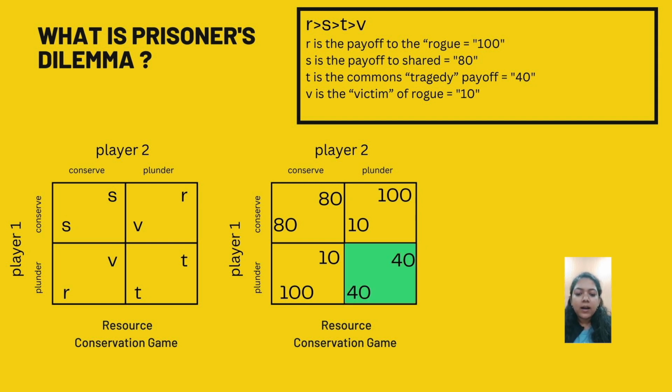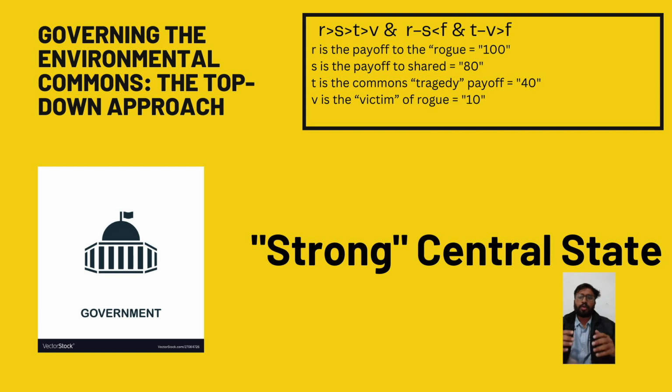With the payoffs ordered R greater than S, S greater than T, and T greater than V, the game forms a prisoner's dilemma, and as shown in the matrix, the Nash equilibrium in a one-shot play of the game is regrettable. If everyone in Jailpur is acting in self-interest, then it will lead to a collective loss of resources. There are ways to avoid this trap, which will be explained by my teammates. One possible method of preventing this trap is by using the top-down approach by a strong central state. In such an approach, the state appoints a forest officer to penalize the village for plundering.